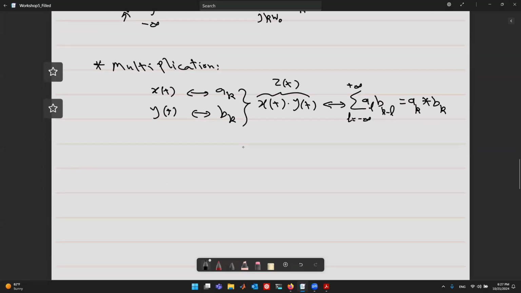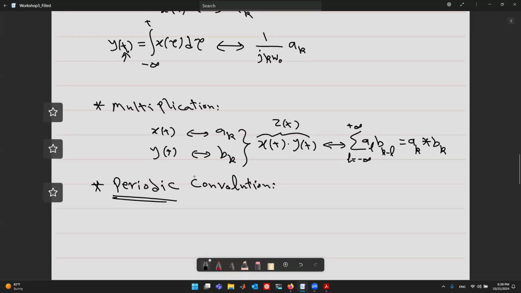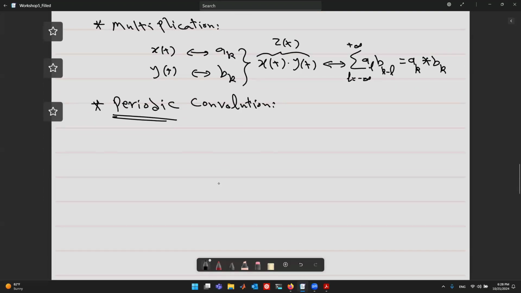This is for the multiplication. And similarly, we have a similar property for the periodic convolution. This is different from the convolution that we know, as this one is done over one period, and the result is periodic. It's worth noting here that those two signals, x(t) and y(t), should have the same period.